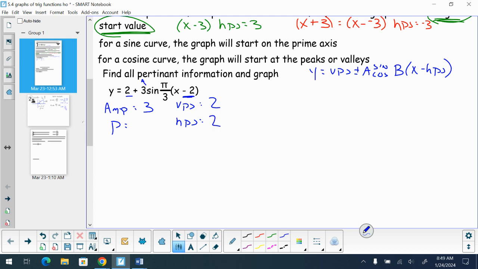Let's do the period last, because this one you have to deal with a little bit mathematically. How we calculate the period is we take our 2 pi and divide it by our b value. Well, our b value is pi over 3. So we have 2 pi divided by pi over 3. Well, we're dividing by a fraction. What do we have to do mathematically to divide by a fraction? Takes it back to early math. Change it to multiplication and flip the other fraction.